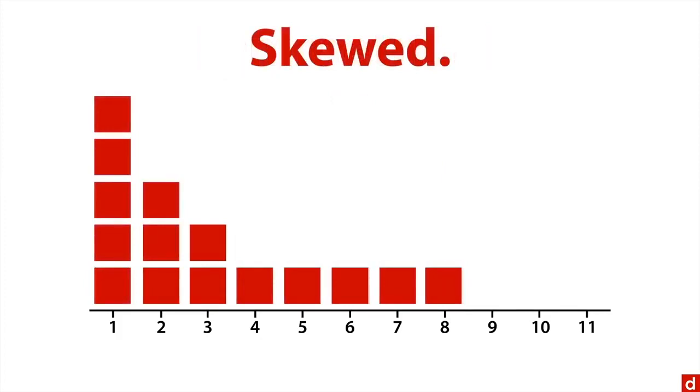There are also skewed distributions where most of the scores are on one end and then they taper off. This right here is a positively skewed distribution where most of the scores are at the low end and the outliers are on the high end.